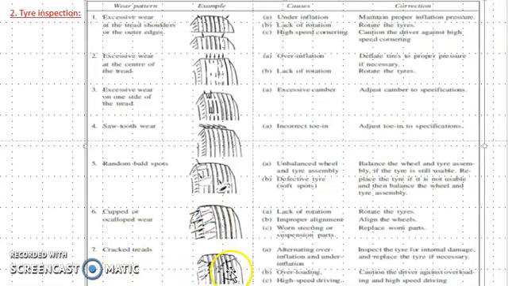Then cracked treads, where there are cracks in the treads. This is due to alternating over inflation and under inflation, meaning the vehicle is not always run at the correct air pressure, and also overloading. Even with overloading, you will observe cracked treads, and also high speed driving. All these result in cracked treads.